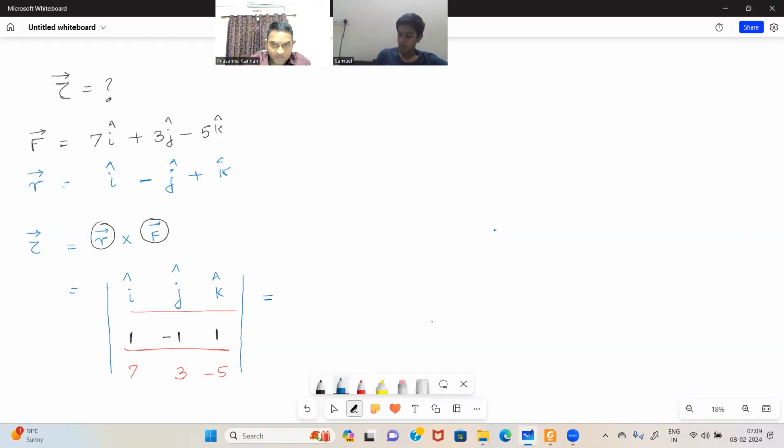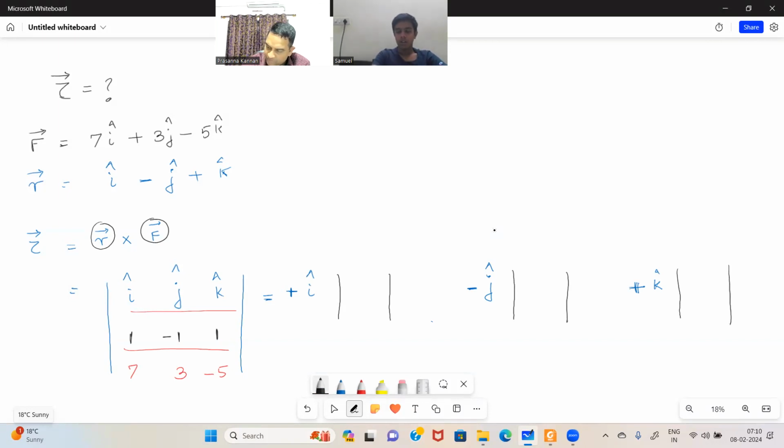Just observe the board now. So this is called evaluation along the first row. There is a convention here: plus, minus, plus. Plus I cap, minus J cap, then plus K cap. This is a convention. Then you make a smaller determinant of 2 by 2.